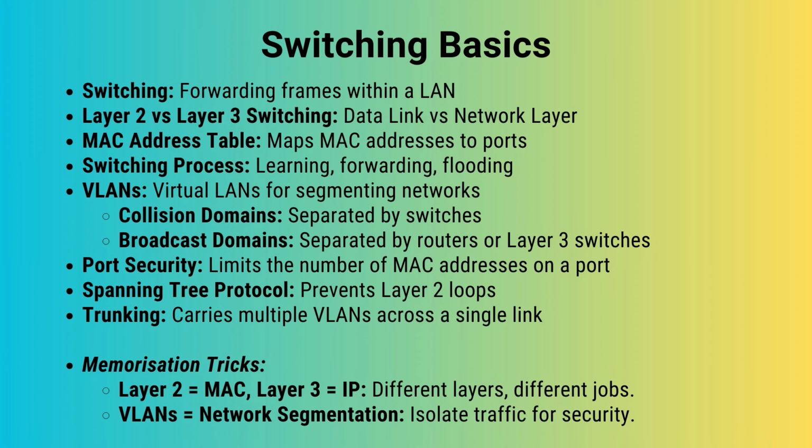Spanning tree protocol prevents loops in switched networks, crucial for maintaining network stability. Trunking allows multiple VLANs to traverse a single link between switches, essential for efficient VLAN communication across multiple switches. Remember, Layer 2 deals with MAC addresses, while Layer 3 deals with IP addresses.